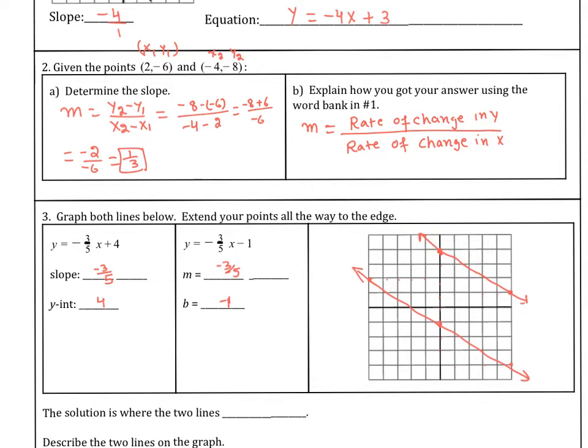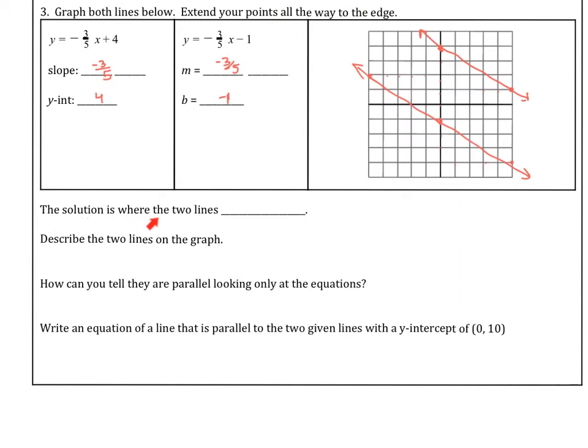If you notice, these two lines are parallel lines, and they have to be parallel because both of them have the same slope. So next, the solution is where the two lines intersect. So when you graph two lines, and if the two lines intersect at a certain point, that is called the solution. Describe the two lines on the graph. So you notice that the two lines on this graph are parallel. So it means they have the same slopes.